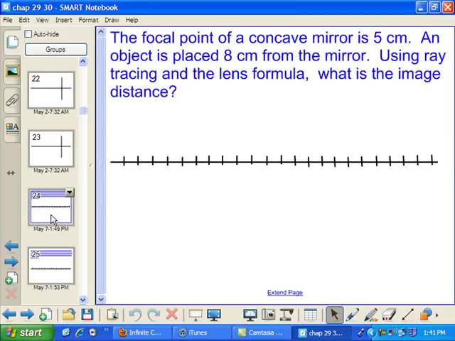And how do you set this up? Well, first let's think about this. Where is the object in relation to the focus compared to the mirror? Is the object closer to the mirror than the focus or farther from the mirror than the focus? Farther. And since it's a concave mirror, that means what kind of image? Real. It's going to be a real image. Basically, if the object distance is larger than the focal point for a concave mirror, it's a real image. If it's smaller, it's going to be a virtual image. Convex mirrors are always virtual.